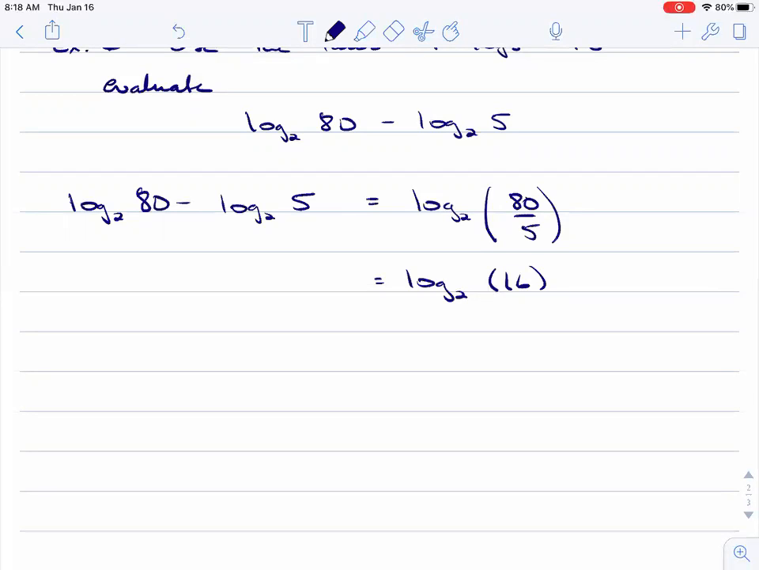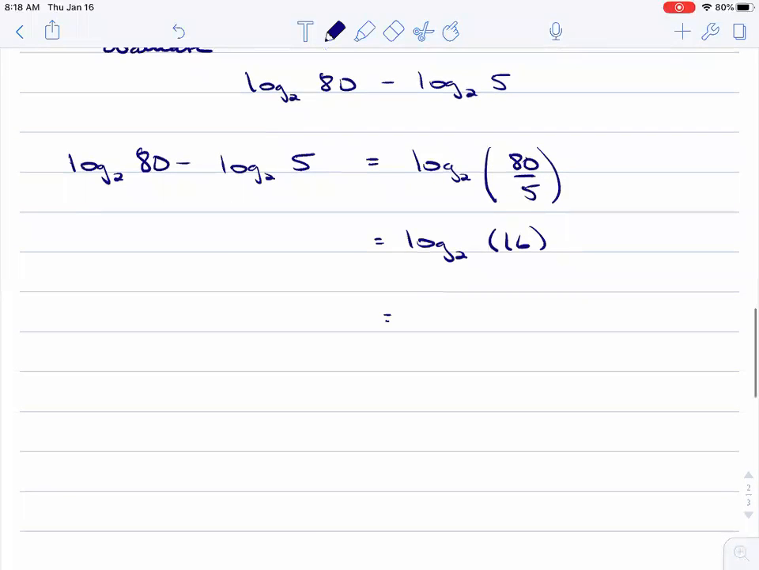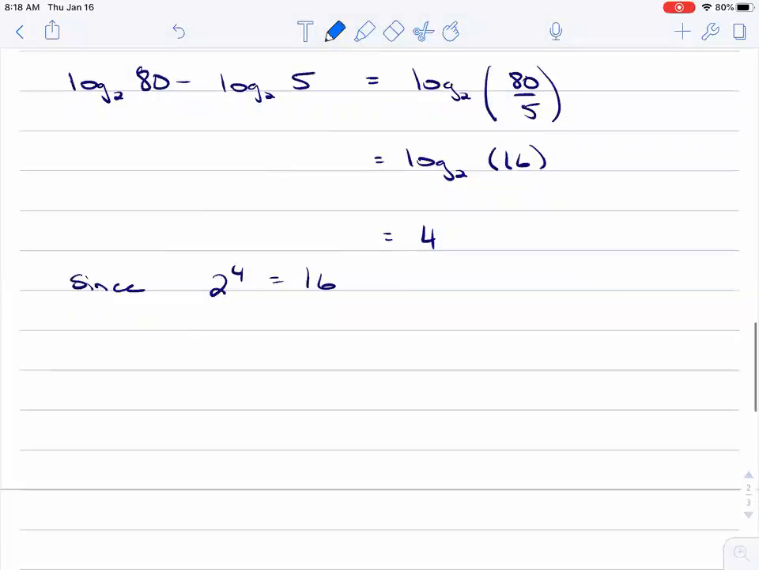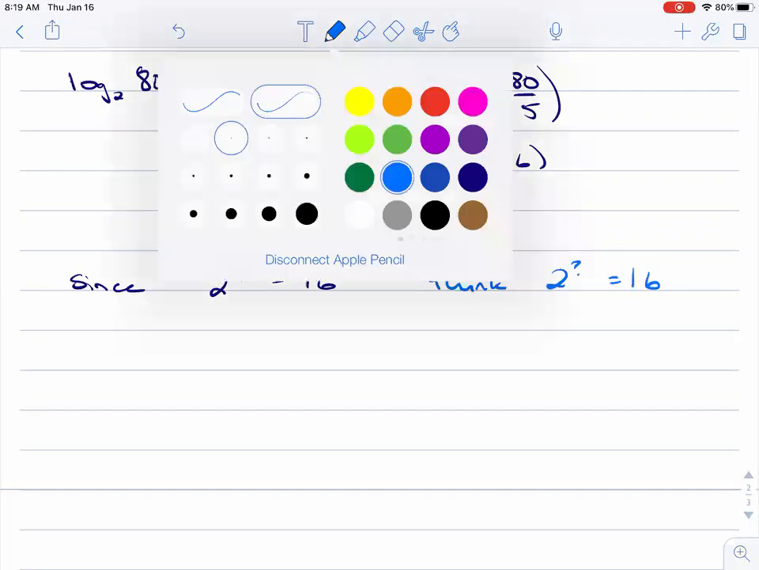But for now, we just need to say, okay, well, this is equal to 4, right? And the reason for that is since 2 to the power of 4 is 16. So I want you to think, 2 to the power of what is 16? Well, 2 to the power of 4 is 16.